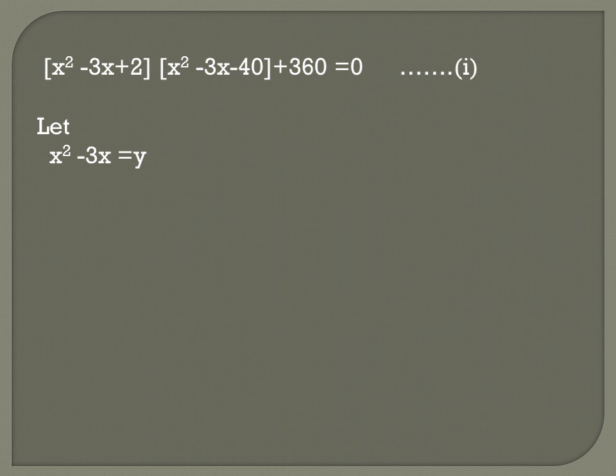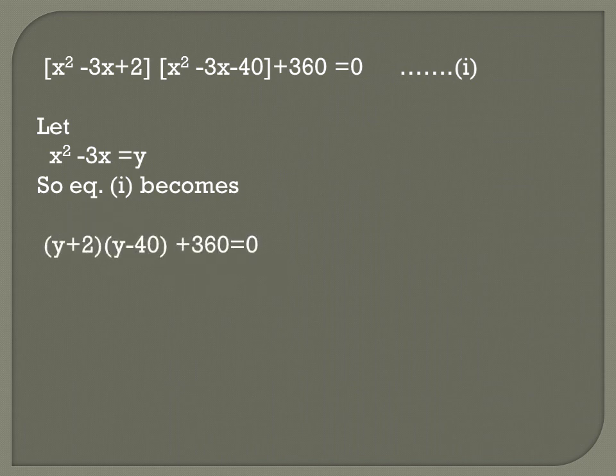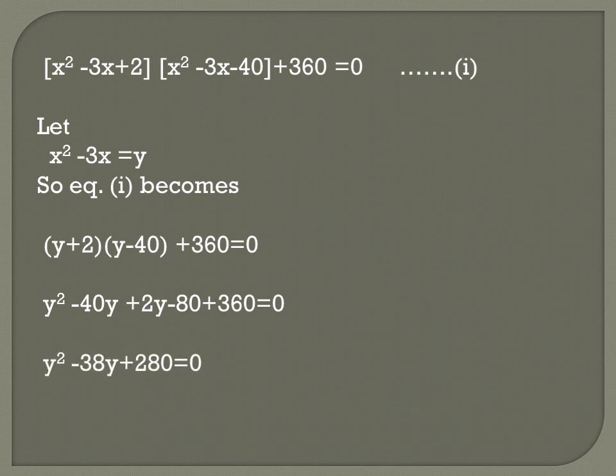We have to put this value in equation 1. We have to write y in place of x square minus 3x. So our first equation will become y plus 2 into y minus 40 plus 360 equal to 0. Now by multiplying both these terms, we can write the next equation as y square minus 40y plus 2y minus 80 plus 360 is written as it is, which is equal to 0. Now we will add the same terms. Y square is written as it is, and when we solve 40y and 2y, it will give us minus 38y, and by solving 360 and 80, we get 280, which is equal to 0.